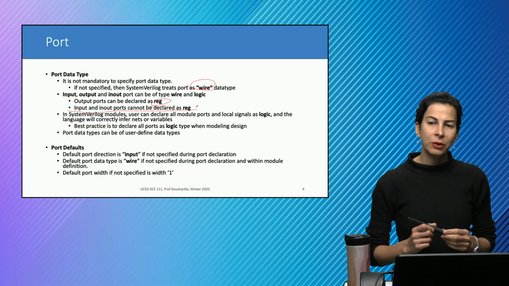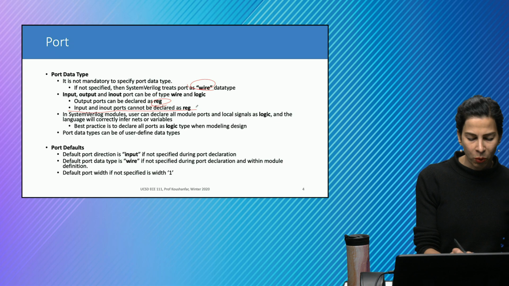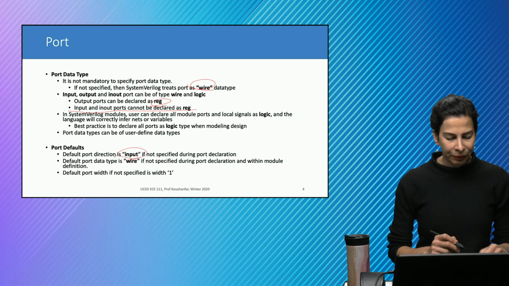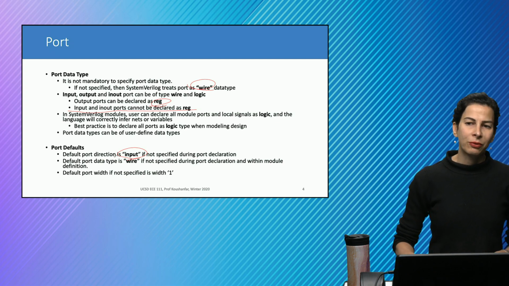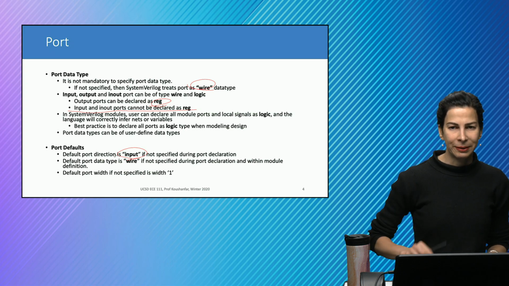If you do not specify input or output, the default port direction will be input. The default port data type, as I mentioned, is wire. And if you do not specify any width, it's going to assume that it's 1 bit.